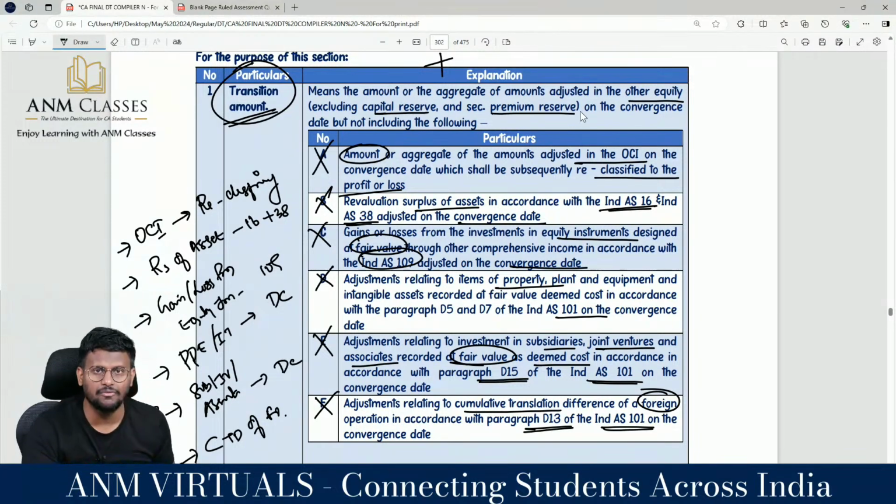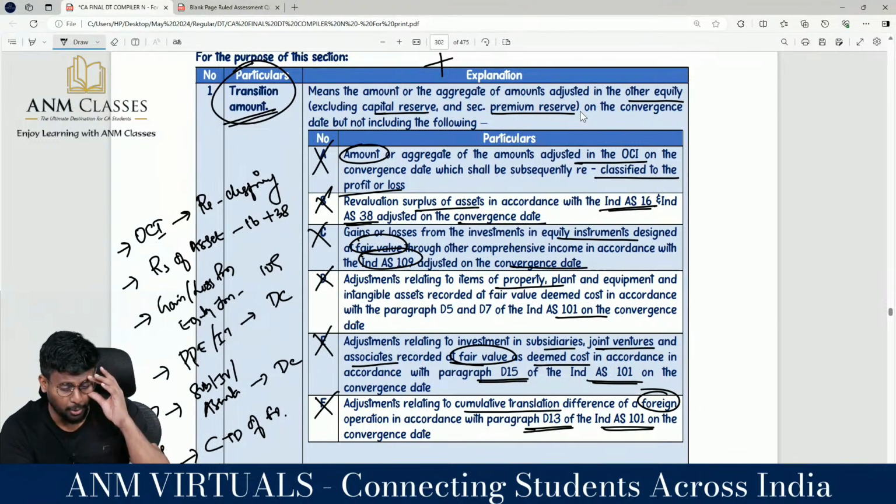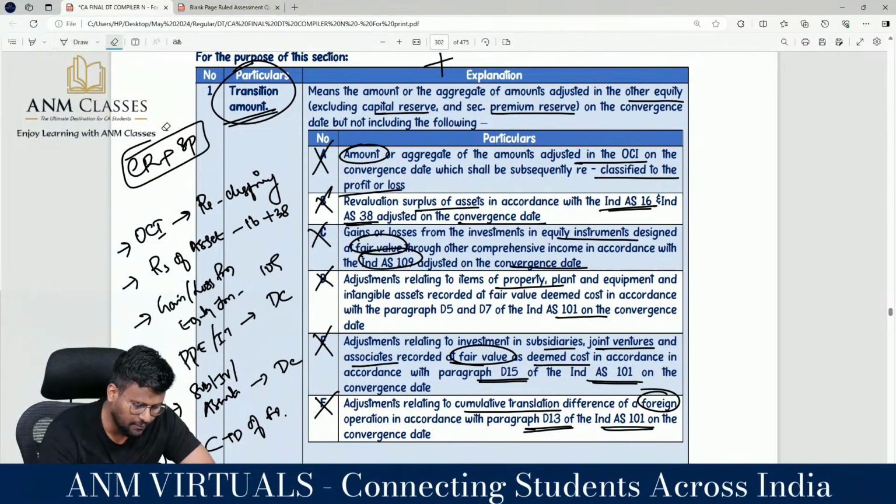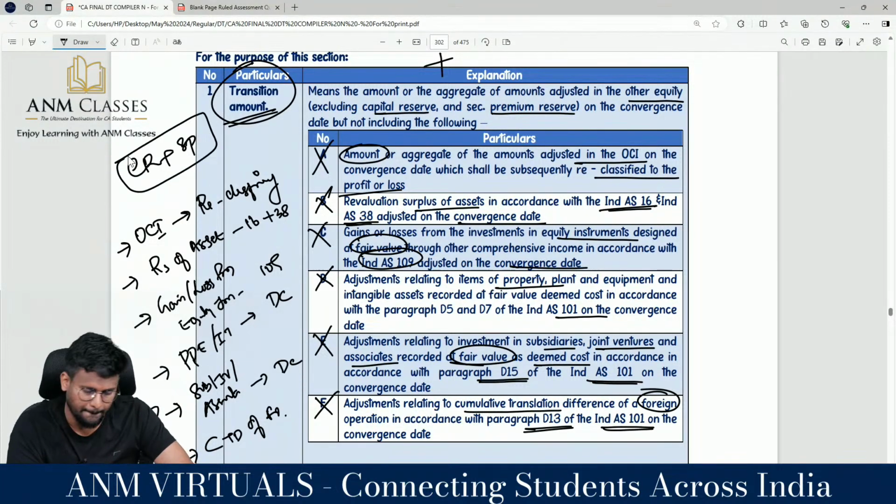excluding capital reserve and security premium. That is very important. Excluding capital reserve and security premium. So my dear lovable students, excluding capital reserve and security premium.